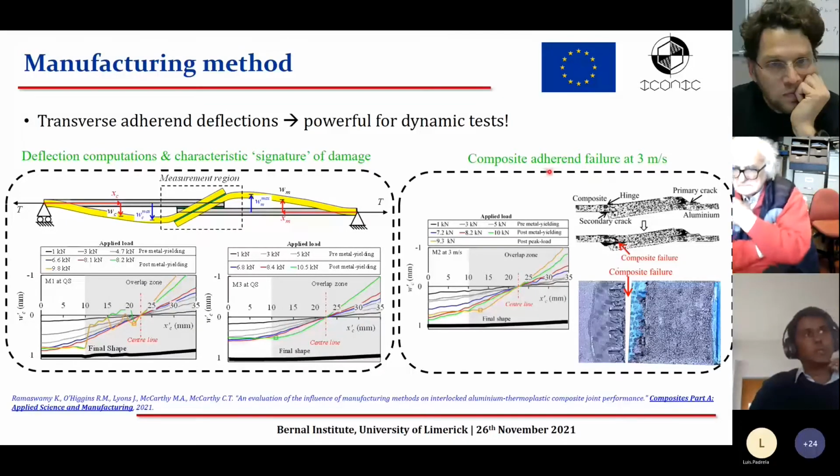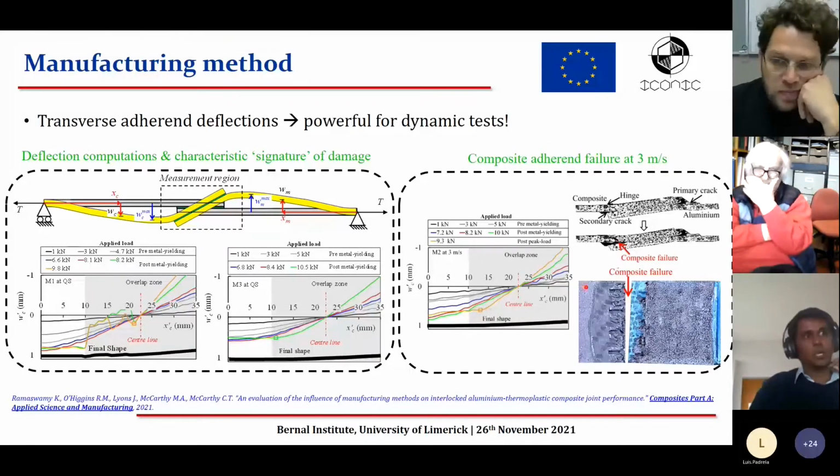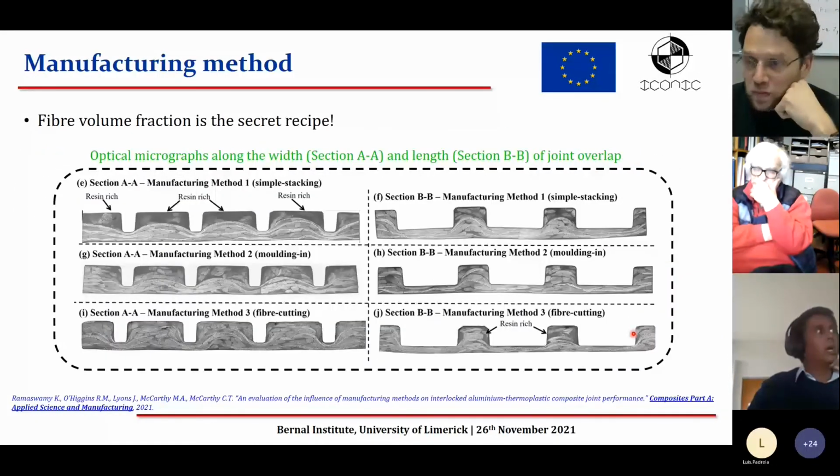And looking at the problem that I stated 2 slides ago, the composite adherend failure at 3 meters per second, as soon as the maximum transverse deflection progresses into the overlap zone, a failure occurs, which opens up the question on the fiber volume fraction. Now, the fiber volume fraction is actually the secret recipe.